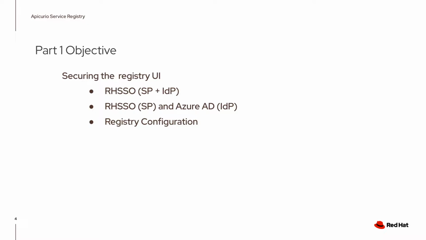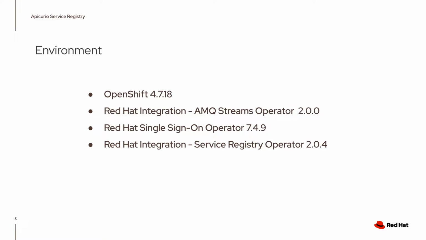And then, of course, you also have to configure the registry. I'm not going to show you how to install all this in this particular demo, but all the information you can find in the GitHub repository, which I put a link to next to the video. Now, the environment I'm using is this. I'm using OpenShift 4.7.18, AMQ Streams Operator 2.0.0, Single Sign-On 7.4.9, and the Service Registry Operator 2.0.4.